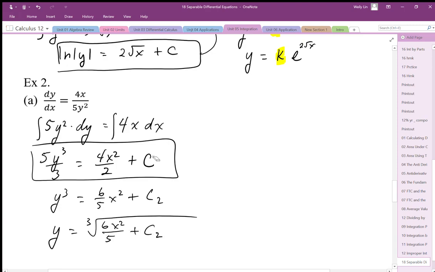Okay, and the only reason I put c2 is just to be clear that this c is different from this c, but it's still a constant. The constant value is still a constant value. It's just a different constant value based on my algebraic rearrangements. If you want to write this as c3 over 5 instead of c2, you're more than welcome to do that. But it is a constant, so it seems easier just to leave it like that.